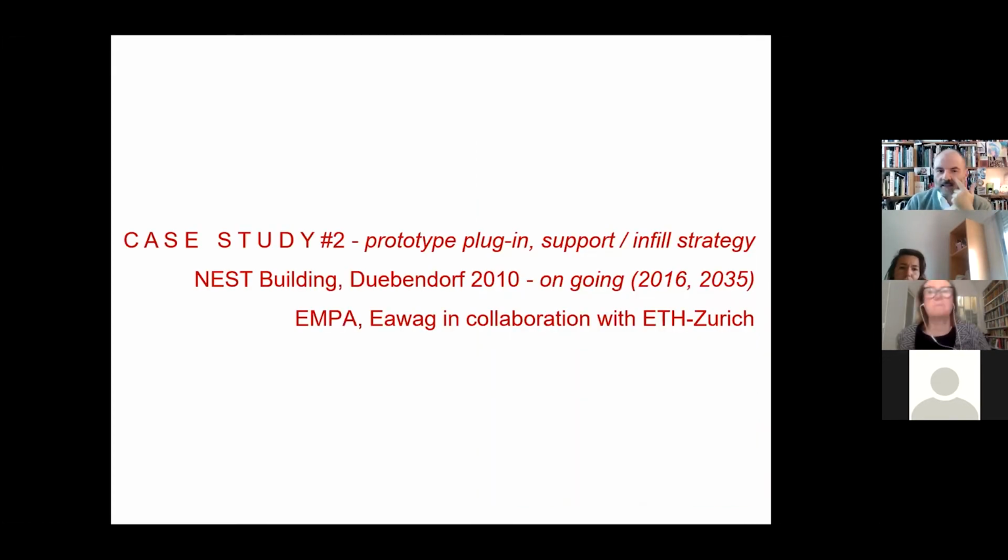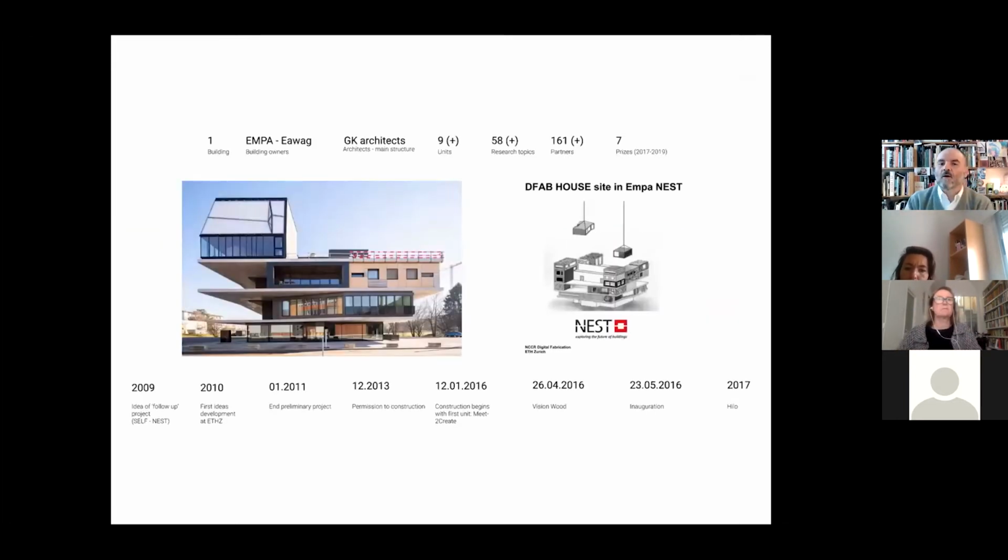The second case study is NEST, the next building in ETH. This is an ongoing investigation, it's still ongoing. The investigation will end in 2035. So we are more or less in the middle of the work. And so here you see all the steps at the moment. And the proponents are Empa and Eawag.